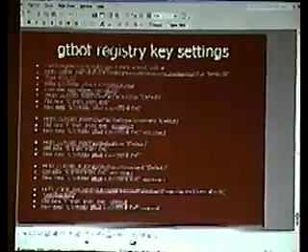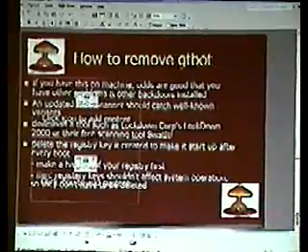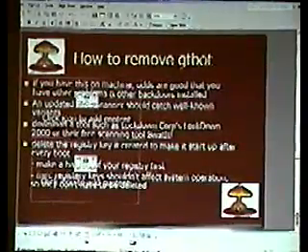If you look for these registry key settings on your computer, they are probably a pretty good indication that you've been infected. But this stuff is pretty much available online anywhere, if you want to look that up later.